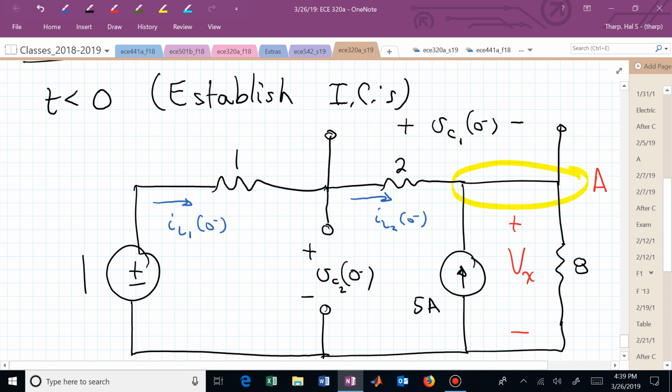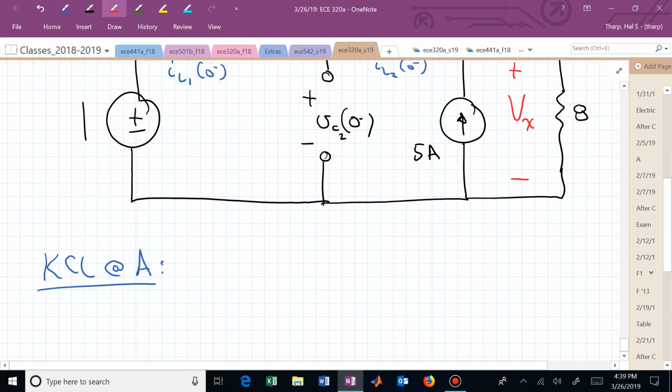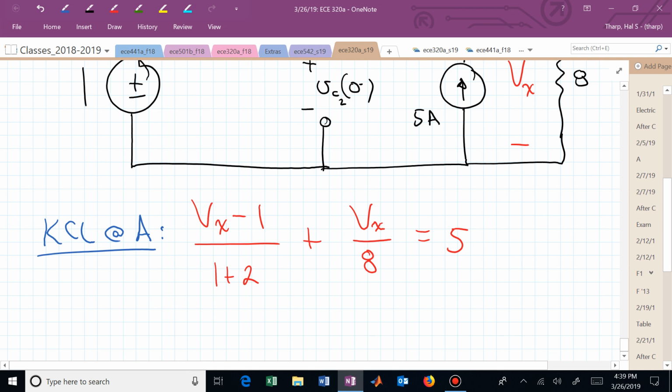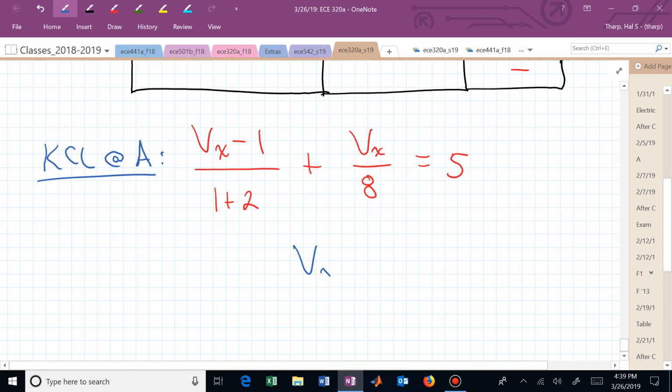So KCL at A says I have V sub X minus 1, because of the voltage source on the far left, divided by 1 plus 2, plus V sub X over 8. Those 2 currents are flowing out of node A, and flowing in is 5 amps. I'm assuming you've already pulled out your calculator and found that V sub X is 128 over 11.